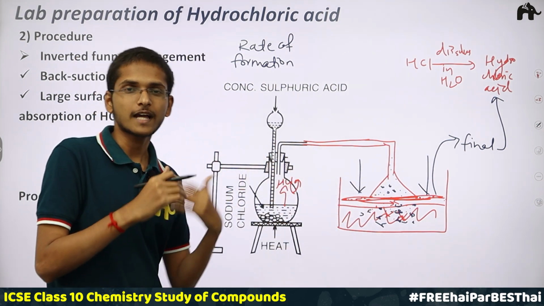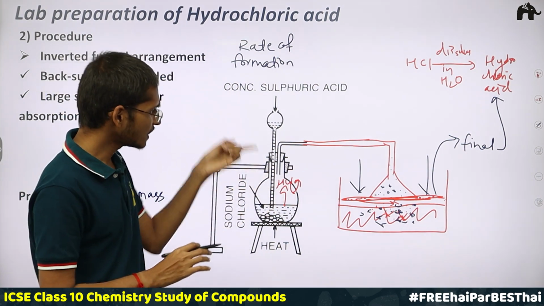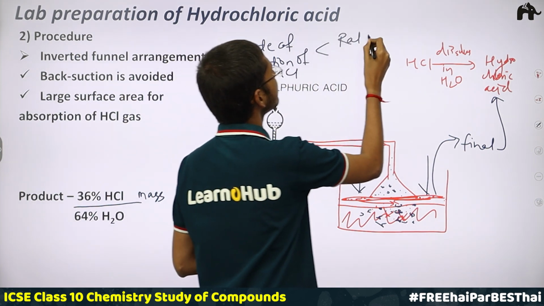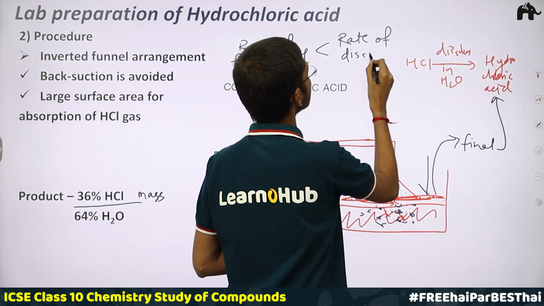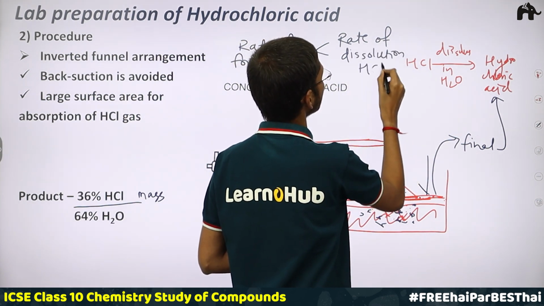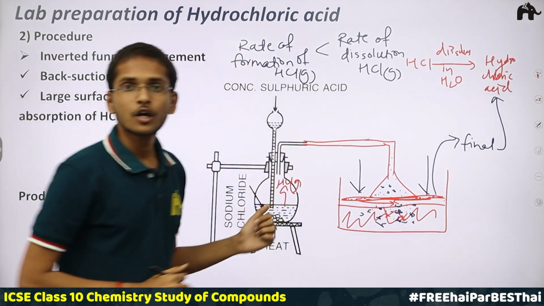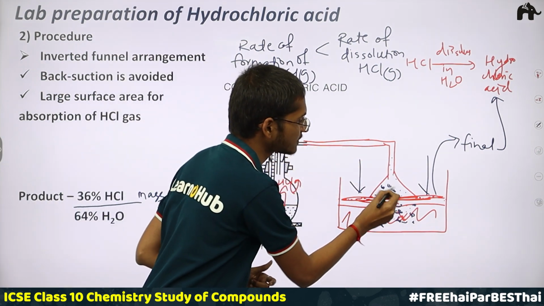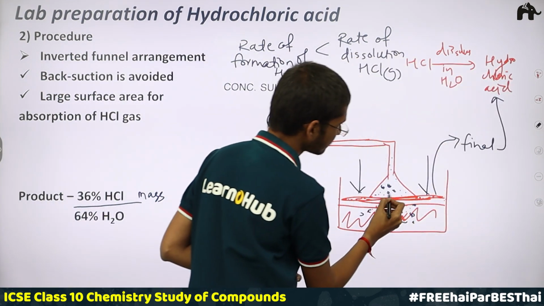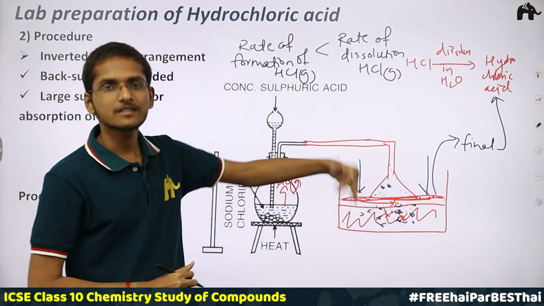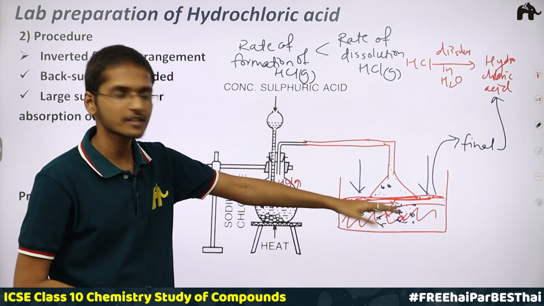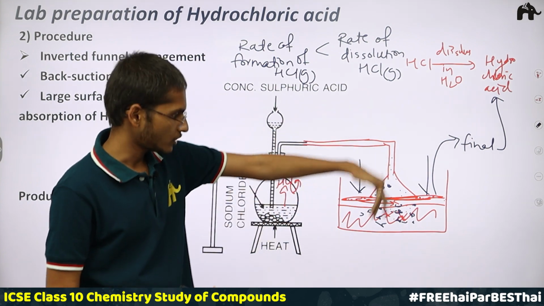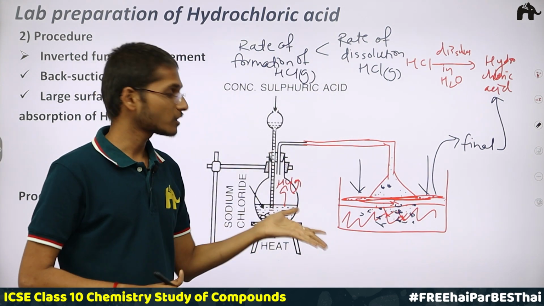But here the speed is not matching. The rate of formation of HCl is less than the rate of dissolution of HCl gas. So if 4 molecules are getting dissolved, only 2 molecules are replacing their place. So what would happen then? The net would be a reduction in the amount of HCl. That's why the pressure is less here, the outside pressure is more, and water is getting pushed inside. This is the reason why water is getting pushed inside.